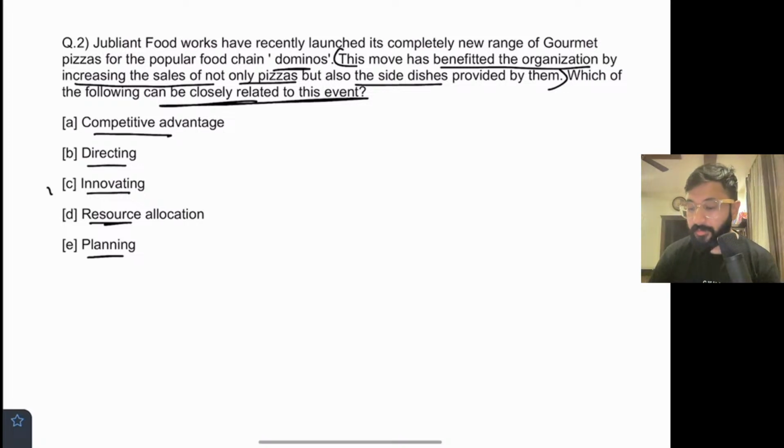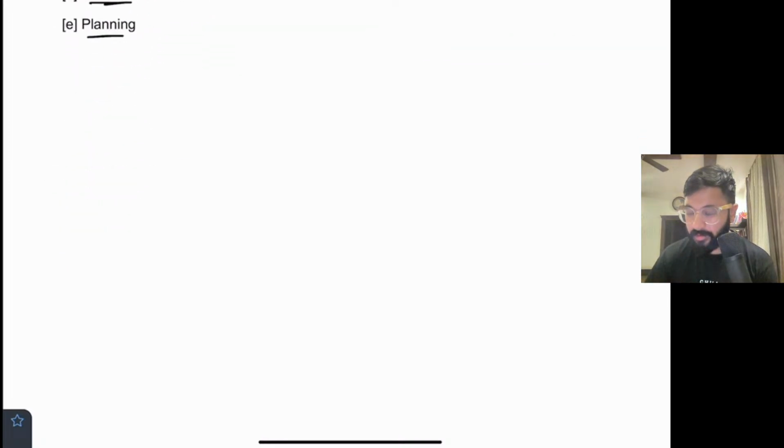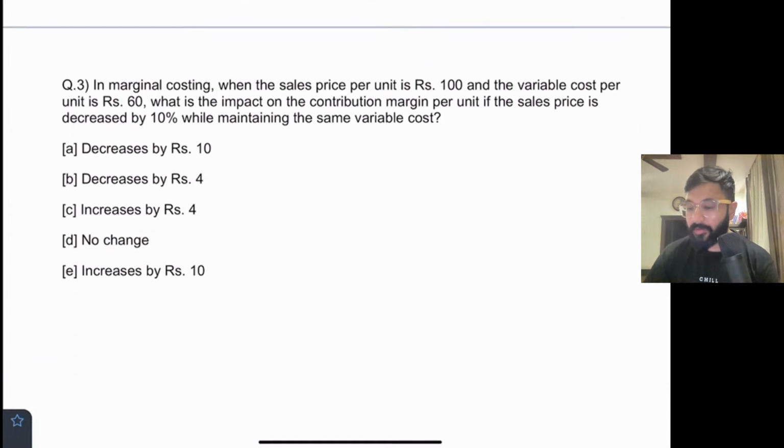Yes, the answer is option number C. Innovate किया है because they came out with a new product, and this new product helped scale up their business, helped increase their sales. So ultimately, it's innovation, right? Question number 2, answer is C. Question number 3 पे आते हैं.